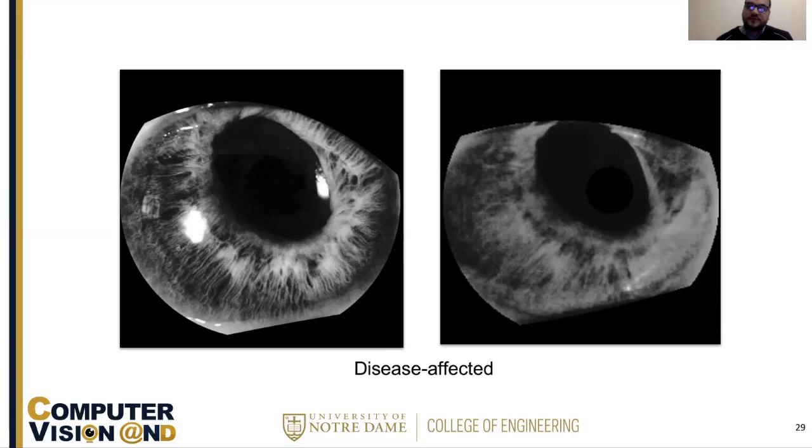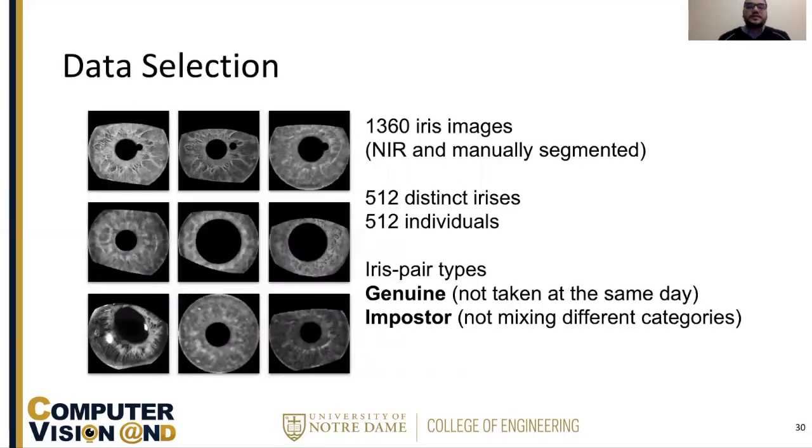So in the end, we had as data selection 1,300 iris images. We used a near infrared version, so no color information. And we manually segmented these cases, so we kept only the iris information. We removed the spectral highlights, and we removed eyelashes and periocular information. And these images belong to 512 distinct irises coming from 512 individuals.